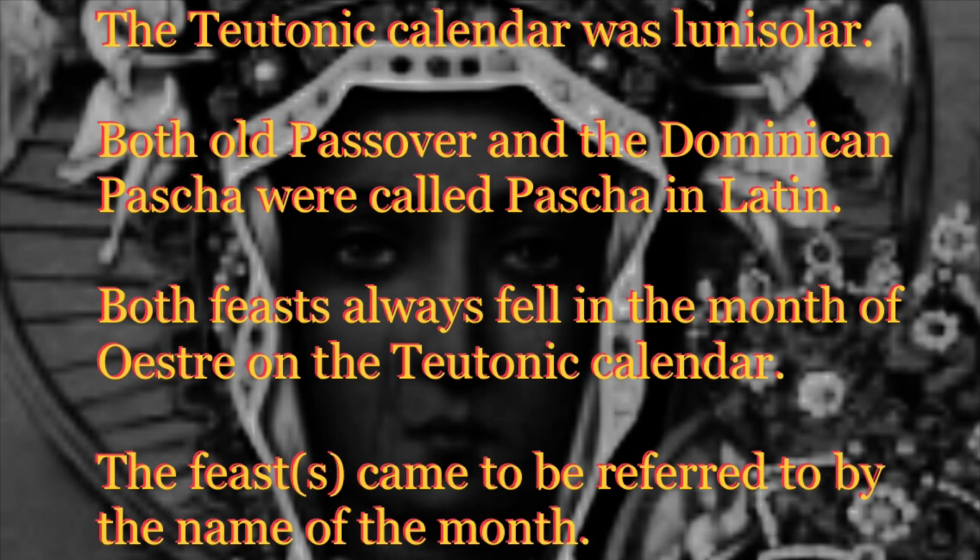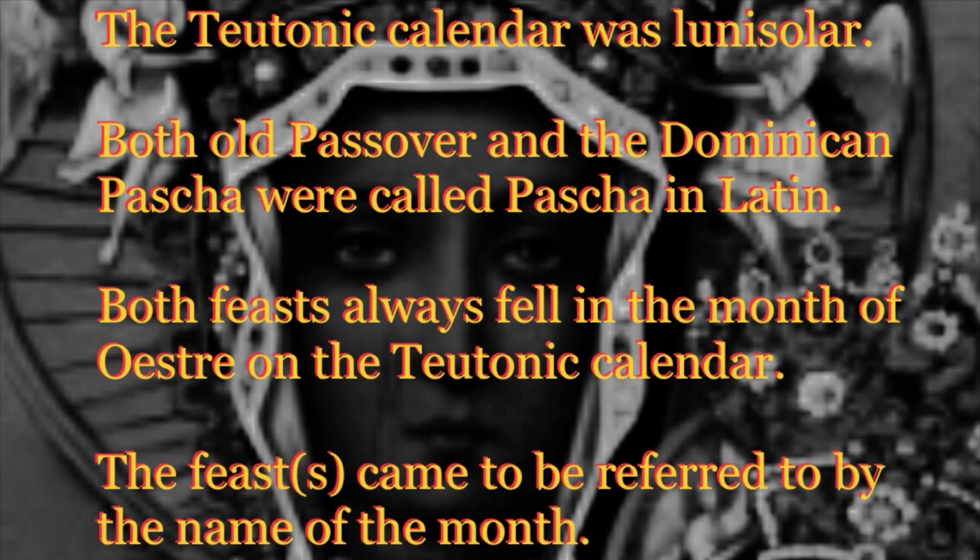First, the Teutonic calendar, the calendar used by various Germanic peoples and also certain English-speaking peoples, was lunar solar, which is to say it was a lunar calendar, but one which stayed consistent with the seasons, similar to the Hebrew calendar. Second, both the Old Passover, the Old Testament Passover, and the Dominican Pascha, the holiday now called Easter, were called Pascha in Latin. They're still called Pascha in ecclesiastical Latin to this day. And by the way, I use the adjective Dominican as the alternative or antonym to Quartodeciman.